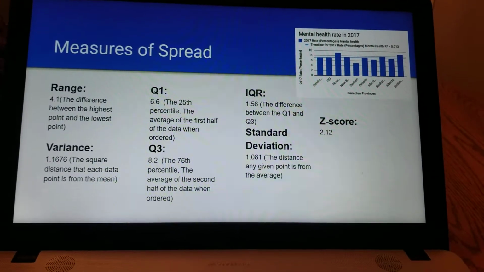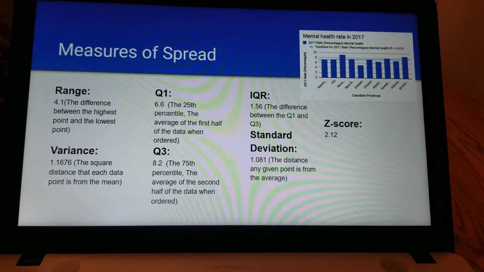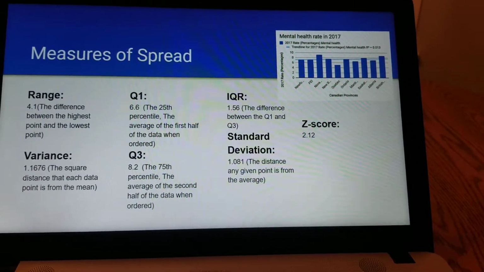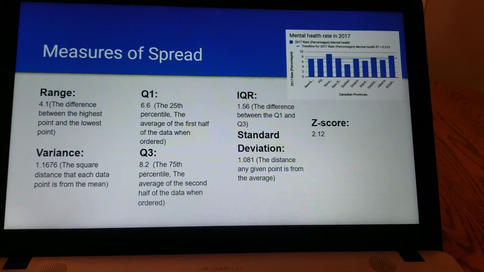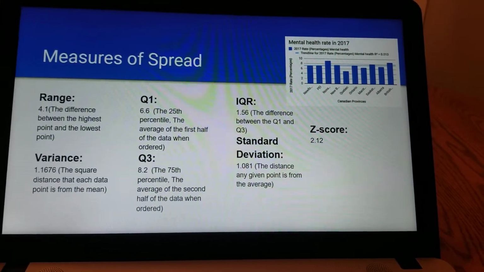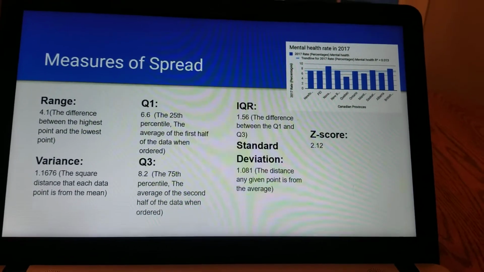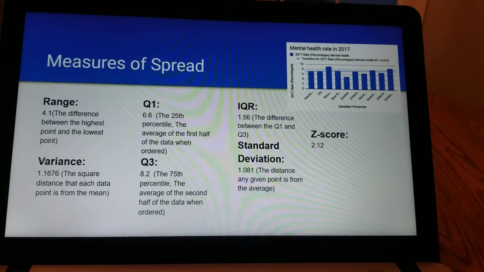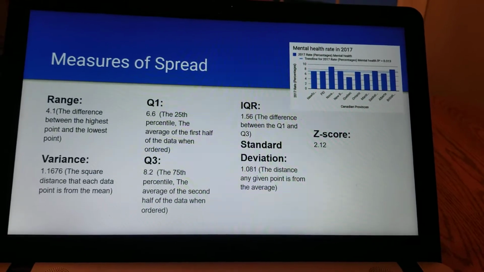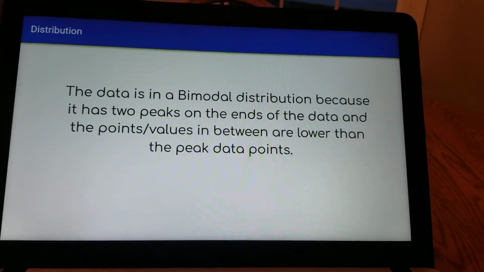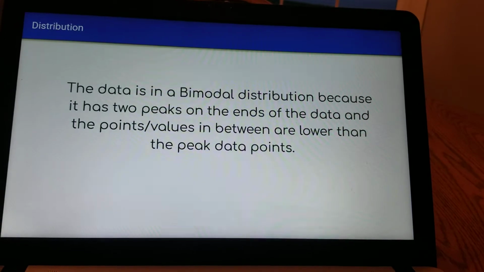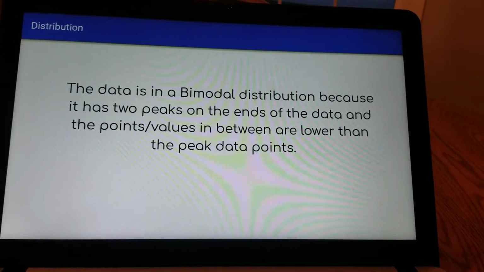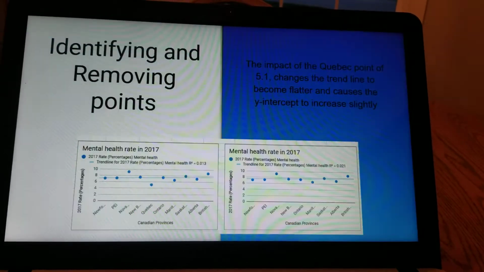Measures of spread, so again I have a histogram in the top right corner. The range is 4.1, quartile 1 is 6.6, interquartile range is 1.56, variance is 1.17, quartile 3 is 8.2, standard deviation is 1.1, and the z-score is 2.12. So the data is in a bimodal distribution because it has two peaks on the ends of the data and the points in between are lower than the peak data points.